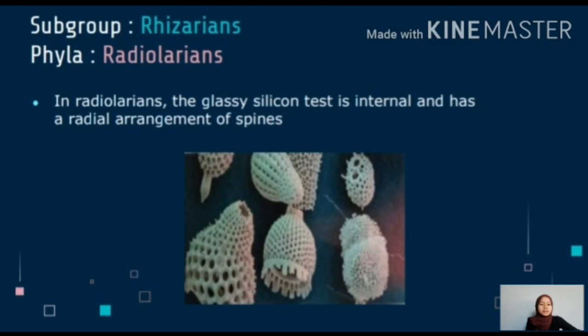And the last one is radiolarian. The glassy silicon test is internal and usually has a radial arrangement of spines. The pseudopods of radiolarians are external to the test.